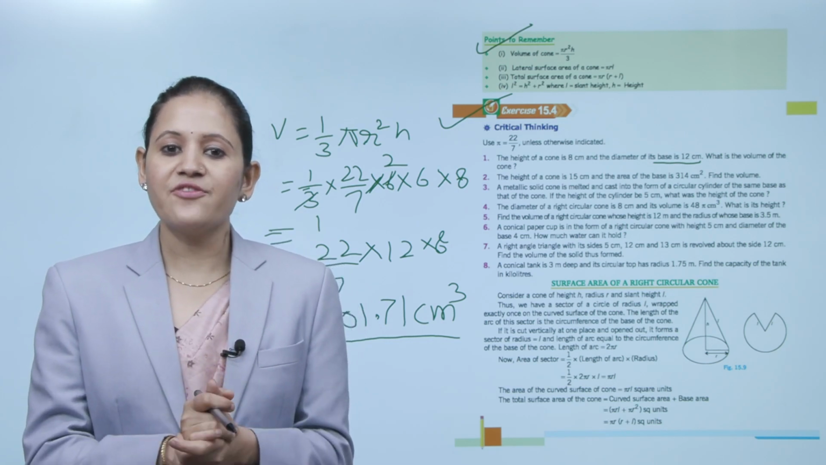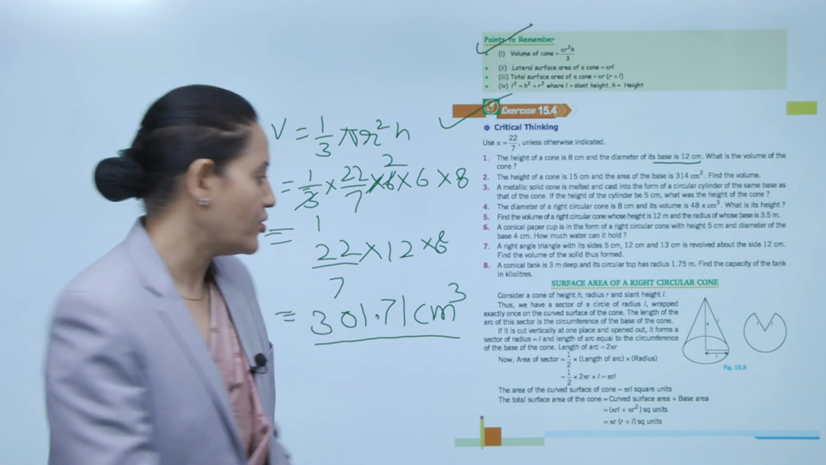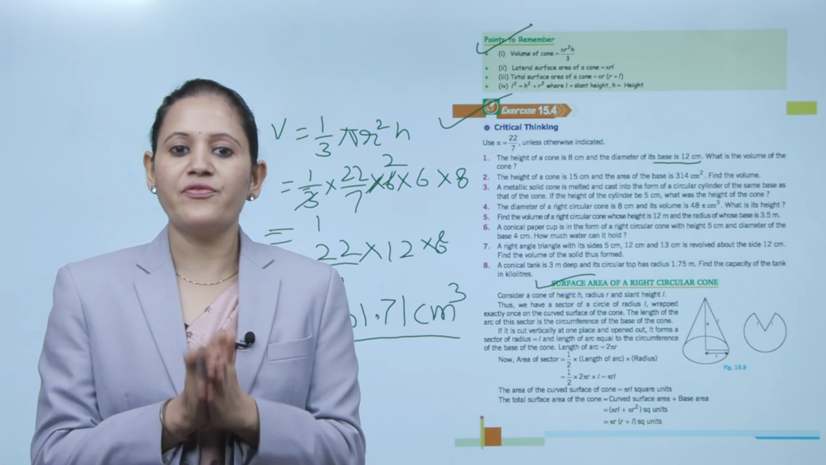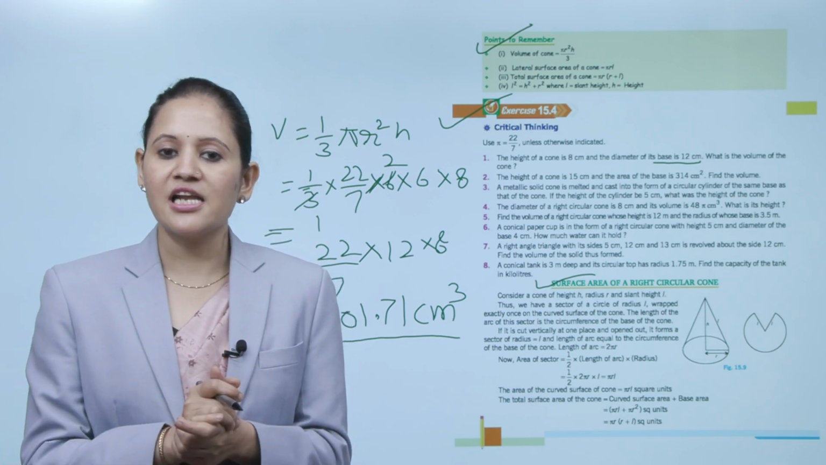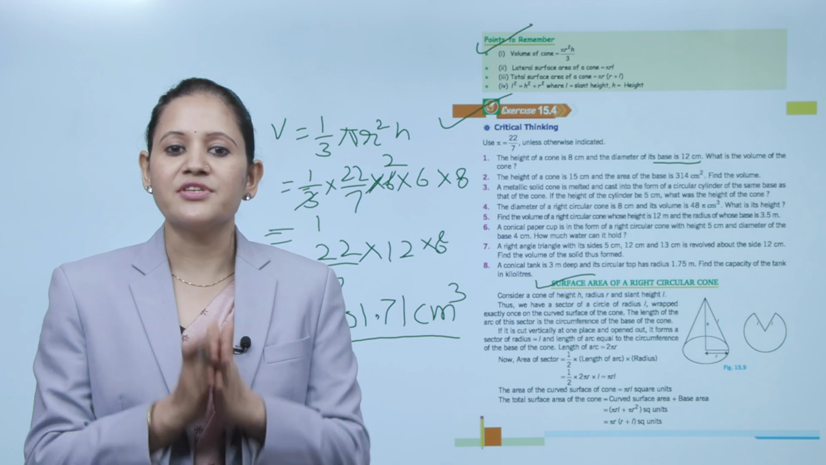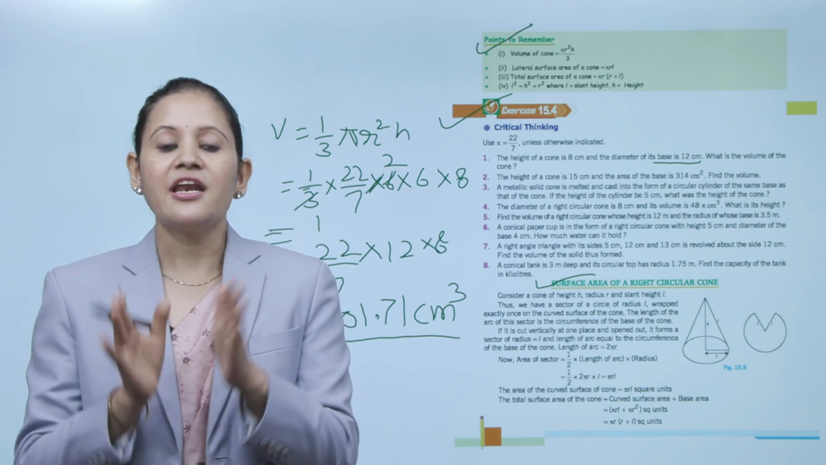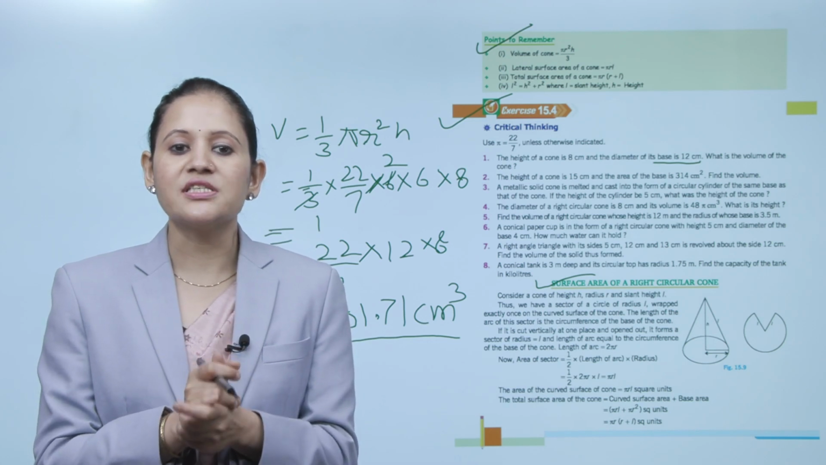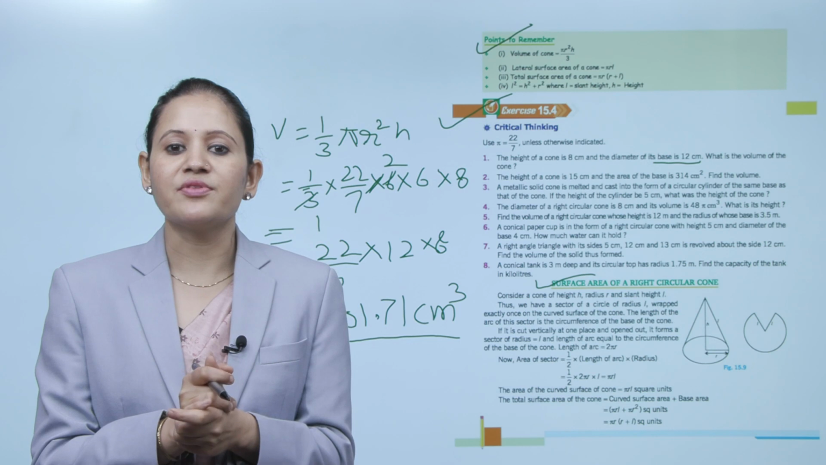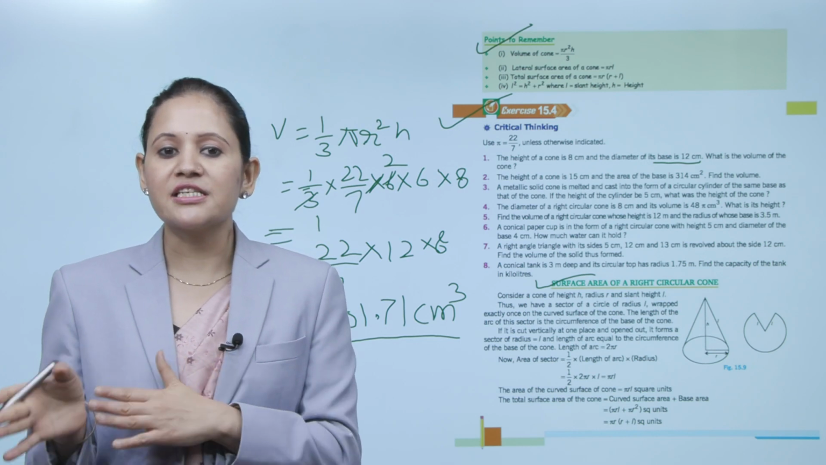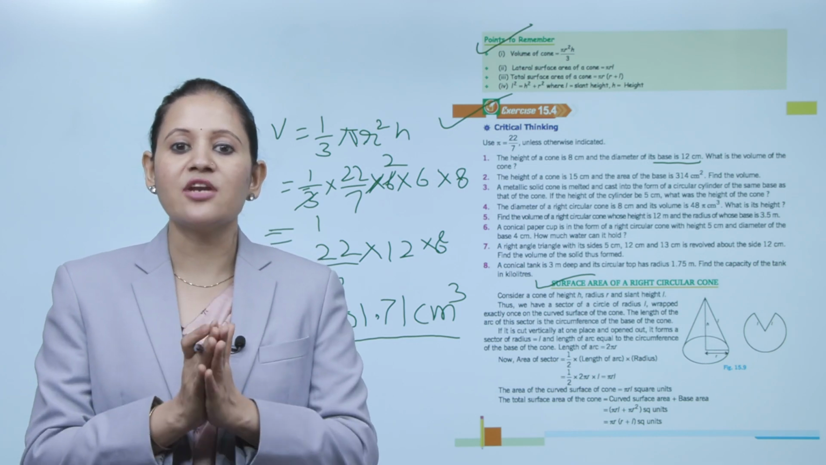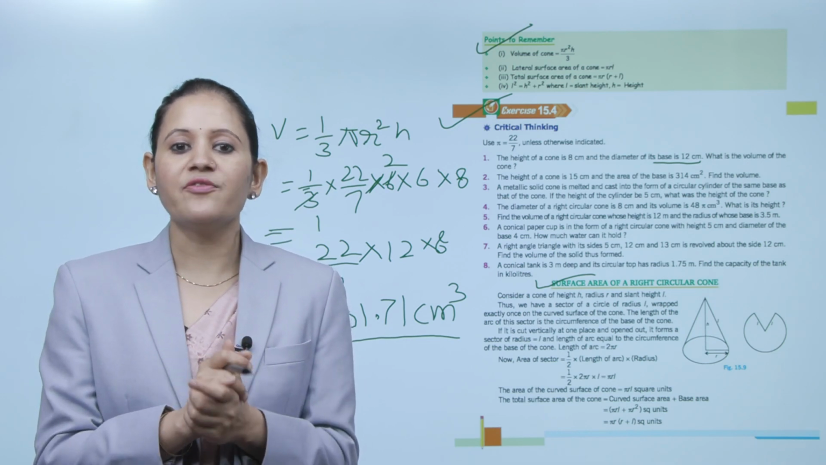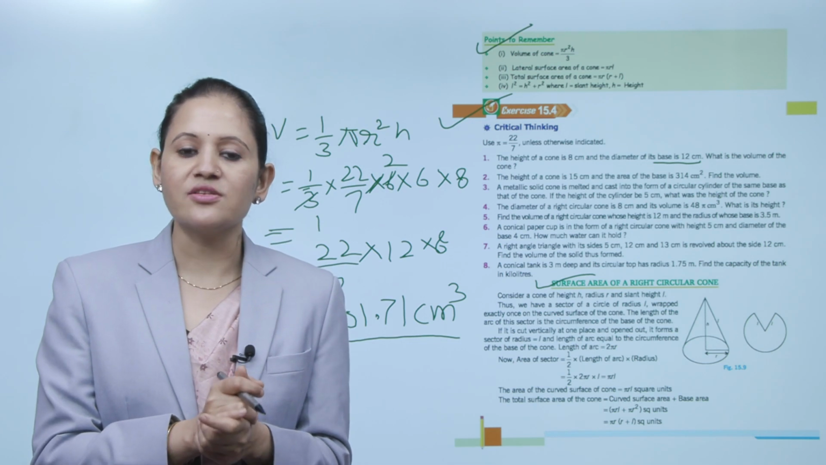Next is surface area of a right circular cone. Consider the cone of height h, radius r, and slant height L. Thus we have a sector of a circle of radius L, wrapped exactly once around the curved surface of the cone. The length of the arc of the sector is the circumference of the base of the cone. If it is cut vertically, laid flat and opened out, it forms a sector of radius L and the length of arc equal to the circumference of the base of the cone.